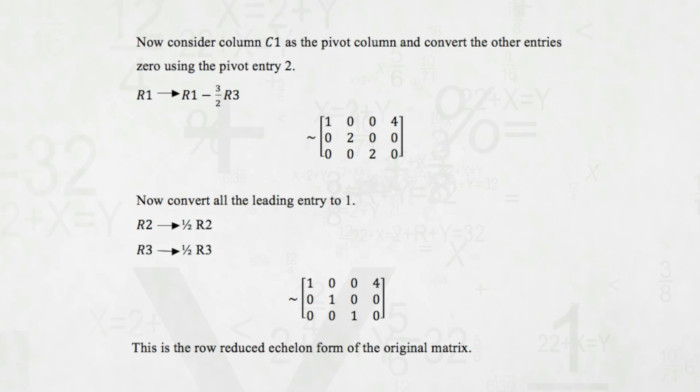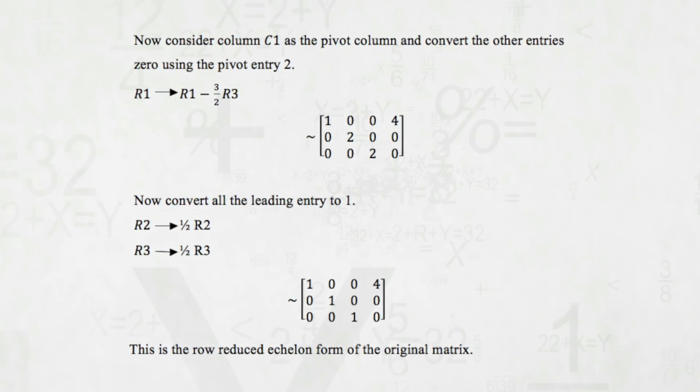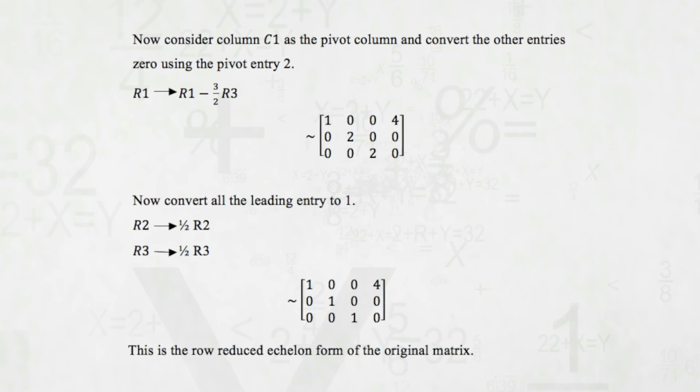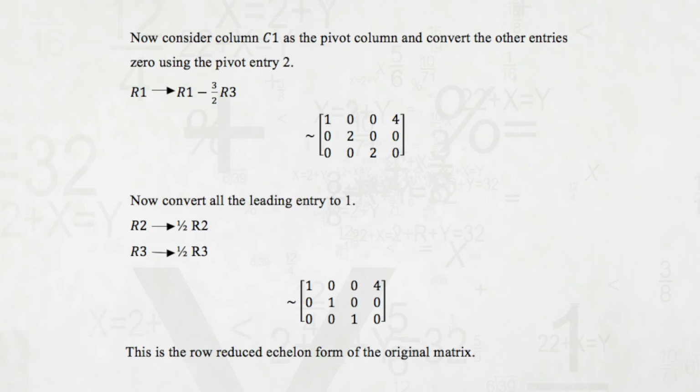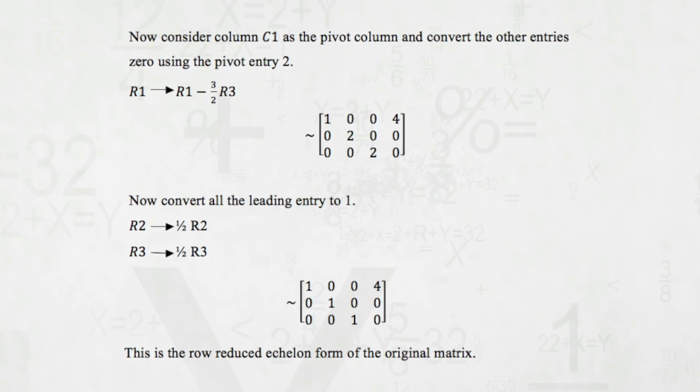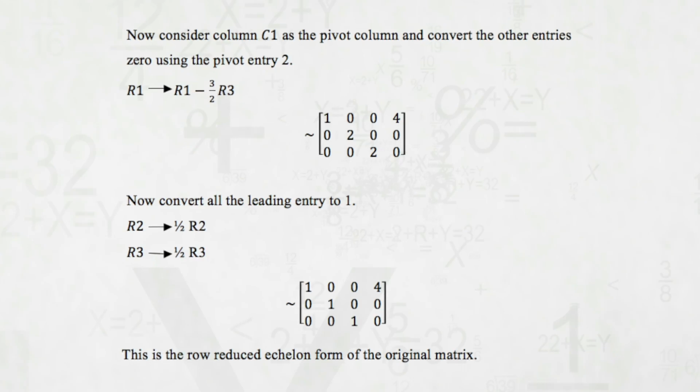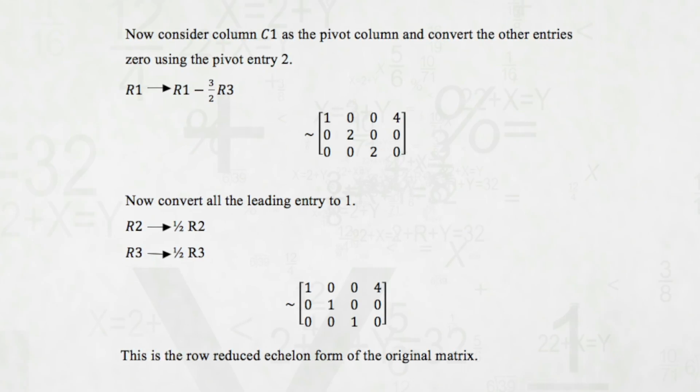Now, convert all the leading entries to 1. The following operations you can apply, that is R2 changed to 1 by 2 R2, R3 is changed to 1 by 2 R3. That will give you the matrix with the entries 1, 0, 0, 4, 0, 1, 0, 0, 0, 0, 1, 0. This is the row reduced echelon form of the original matrix.